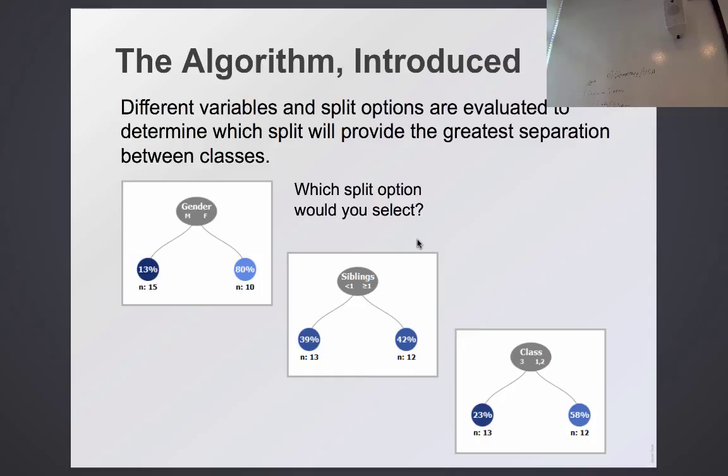Well, this isn't the chance. This is just saying that 12 out of 25 people had at least one sibling or spouse, and 13 out of 25 people had less than one, so 0. Of the 12 people, 42% of them survived, 39% of the 13 people survived. Survival chances are fairly close. They're similar.